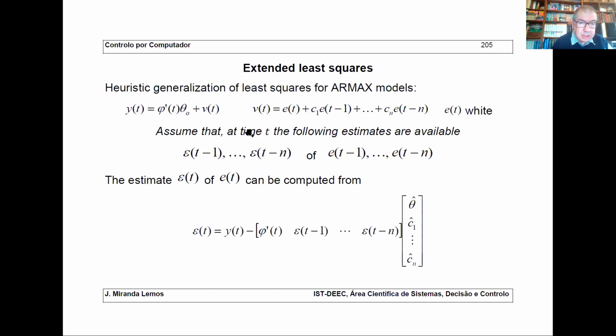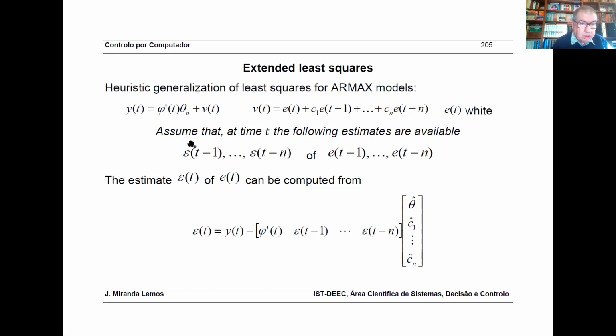So suppose that we have our linear regression model. Y of t is phi transposed of t theta naught, where theta naught is the true vector of parameters, plus some noise. And the noise is correlated. So the noise is a weighted sum of past values of a white sequence, of an uncorrelated sequence.